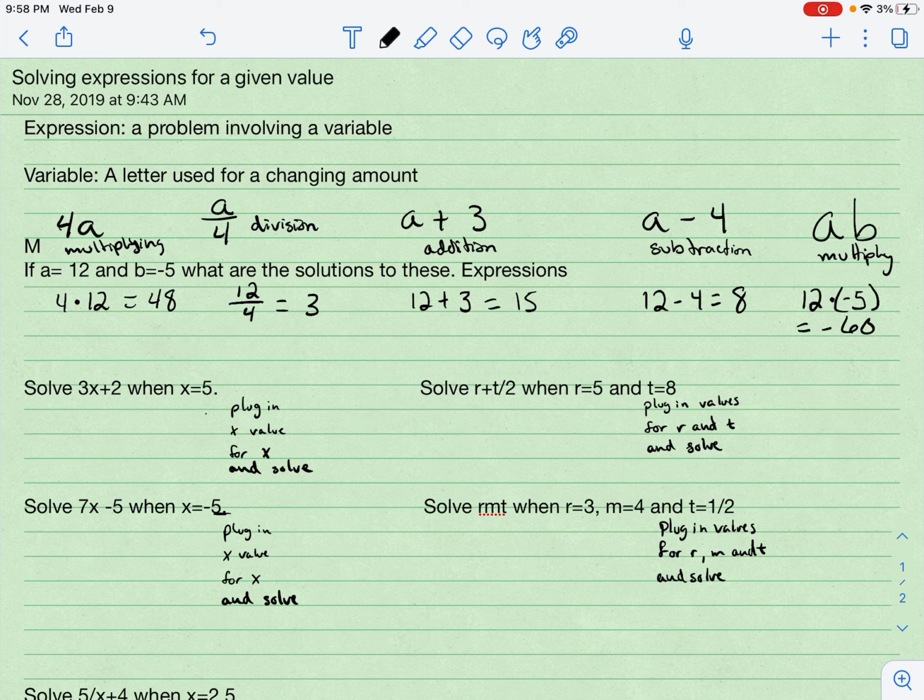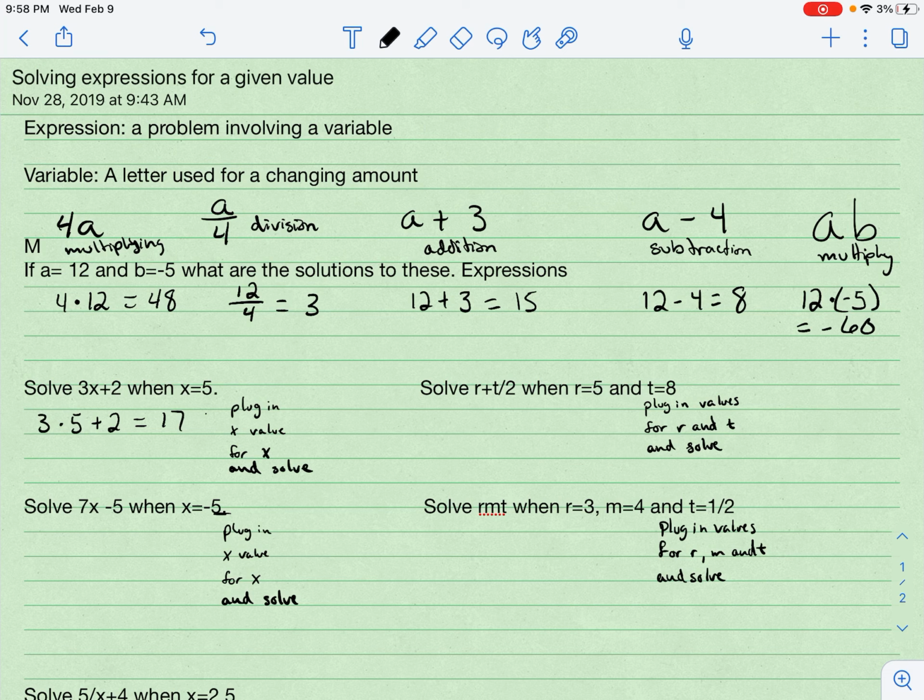So here it says solve 3x plus 2 when x equals 5. So that 3x, that means 3 times x. So 3 times 5 plus 2. 3 times 5 is 15, plus 2 would be 17. All right, actually I'm going to keep going down here first.